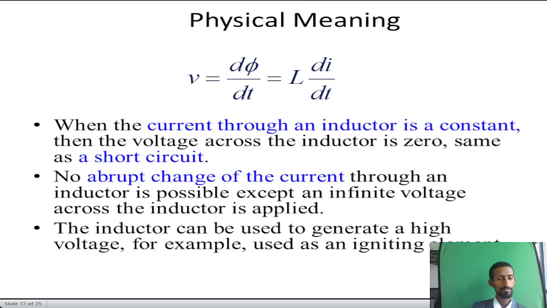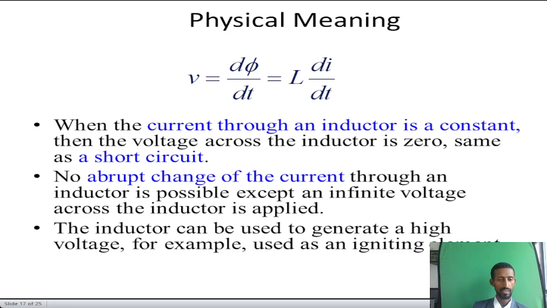So what does it mean physically? If we relate these two equations, that is V equal to d phi by dt, where phi is the flux induced in the coil, and i is the current. This means when the current through an inductor is constant, there are no induced voltages, so the voltage across the inductor will be zero. There is no change, the same as a short circuit. So in a DC circuit, the inductor will act like a short circuit.